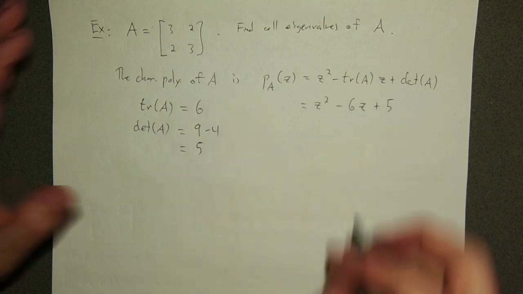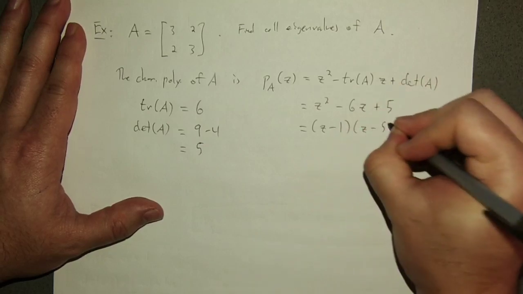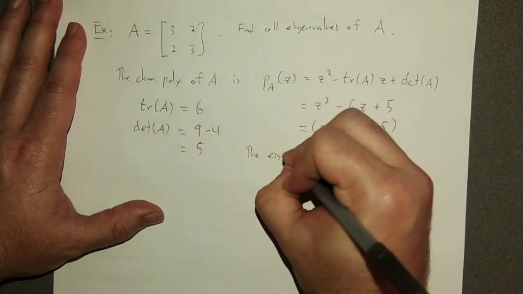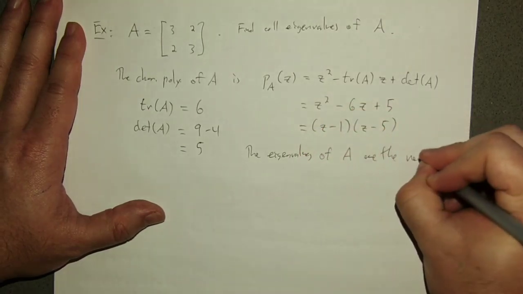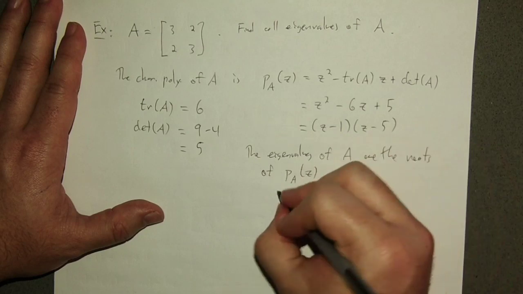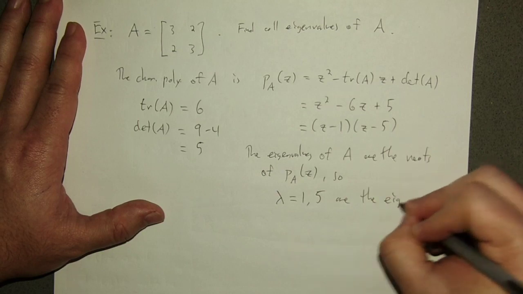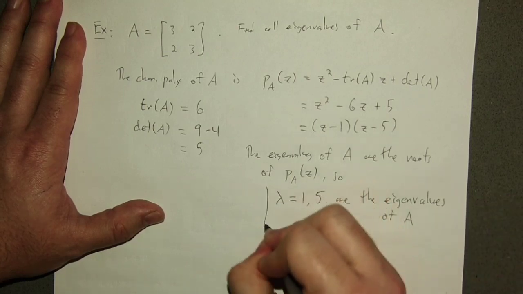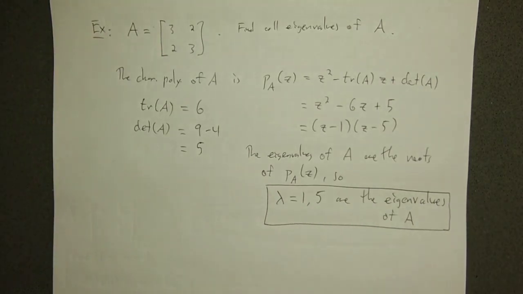Okay. Turns out this factors very nicely. So this is Z minus 1 times Z minus 5. So the eigenvalues of A are the roots of the characteristic polynomial. So lambda equals 1 and 5 are the eigenvalues of A.